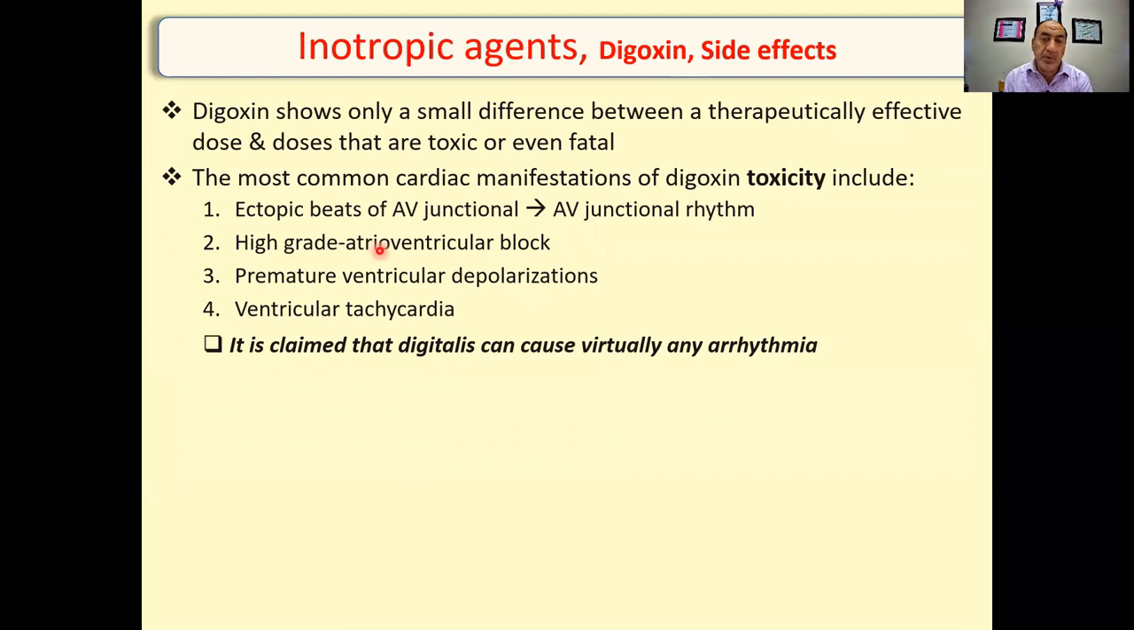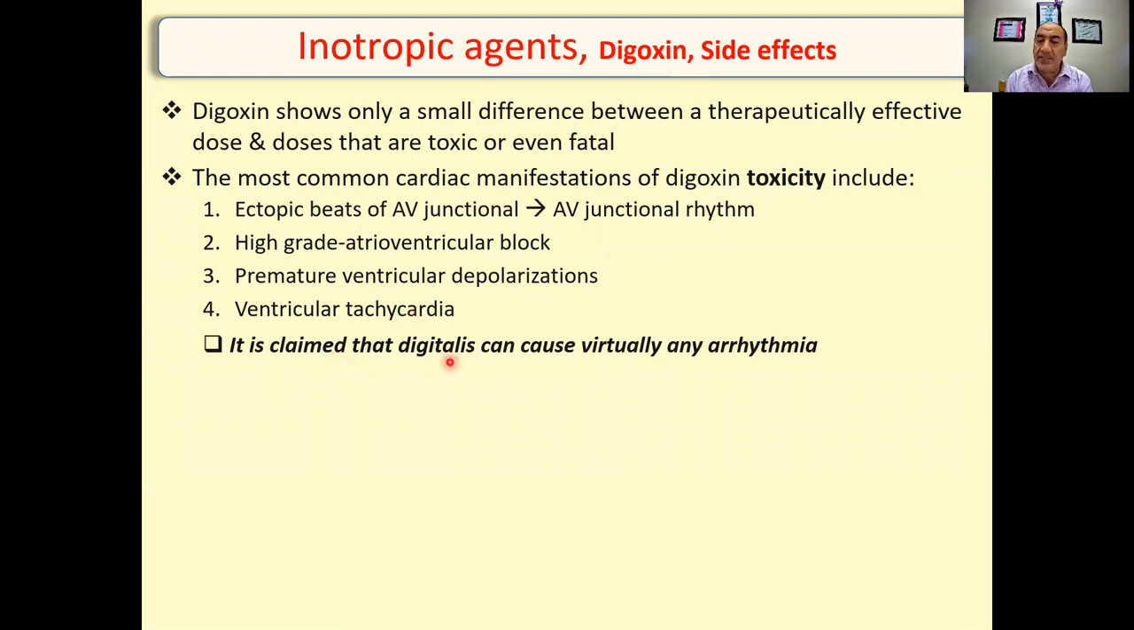Atrioventricular block, because if you remember, we said it can also inhibit the sympathetic activity and activate the parasympathetic nervous system, which can also result in atrioventricular block. Premature ventricular depolarizations, okay, so this is the cause of the ectopic beats. Ventricular tachycardia, which can develop into atrial fibrillation, which is fatal.